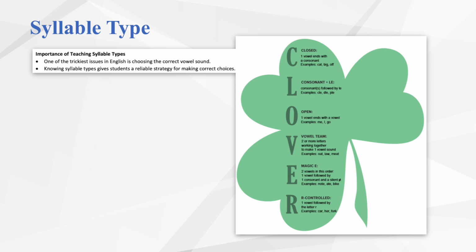You might be asking yourself, why study syllable types? One of the trickiest issues in English is choosing the correct vowel sound. Knowing syllable types gives students a reliable strategy for making choices. Today, we're going to entertain 2 types of syllables, open and closed. So teachers, are you ready to do a demo of open syllables?